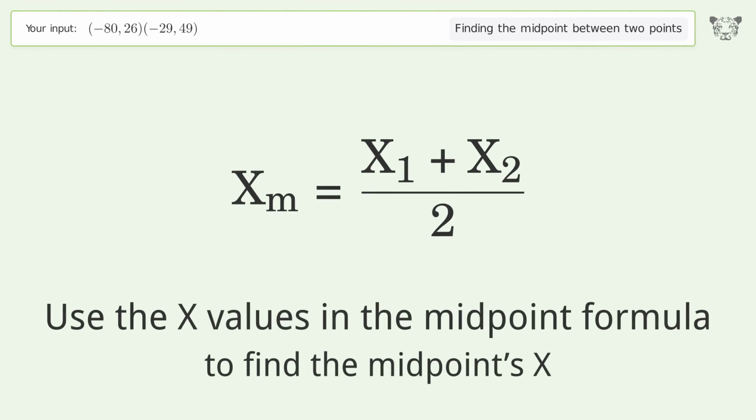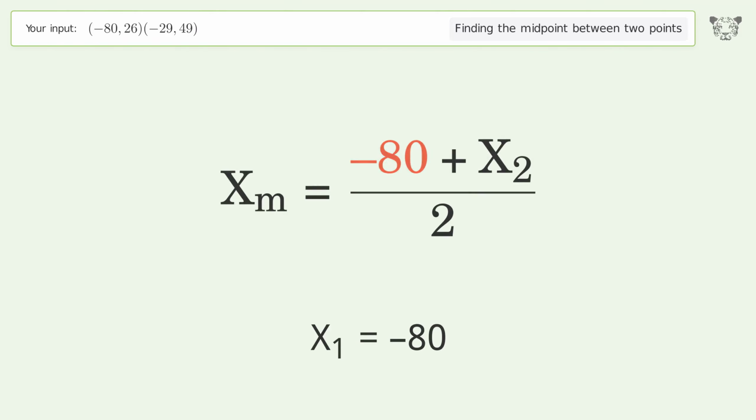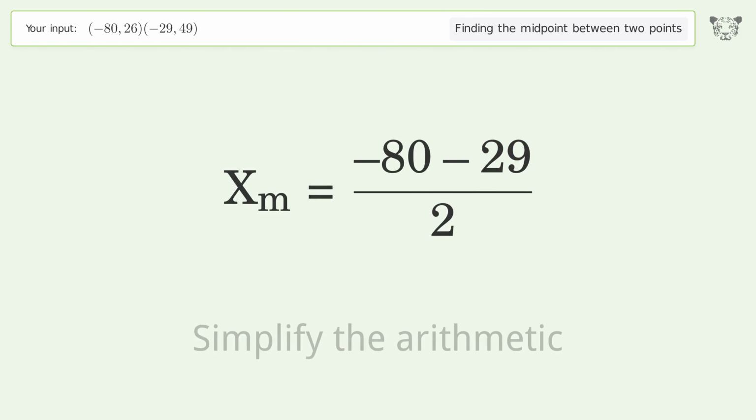Use the x values in the midpoint formula to find the midpoint's x. x1 equals negative 80. x2 equals negative 29. Simplify the arithmetic.